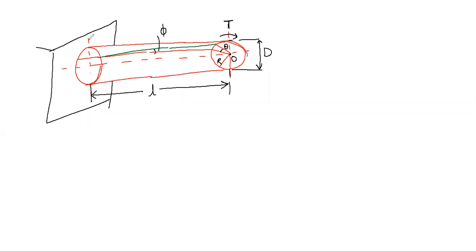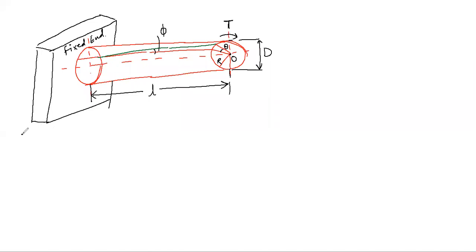This is the fixed end. So we can write it here, it is a fixed end. Right? Okay. So you can see that a shaft is connected on the fixed end, and on the free end there is a torque acting on the shaft, on the free end of the shaft, right? So let's see what will happen in this case.